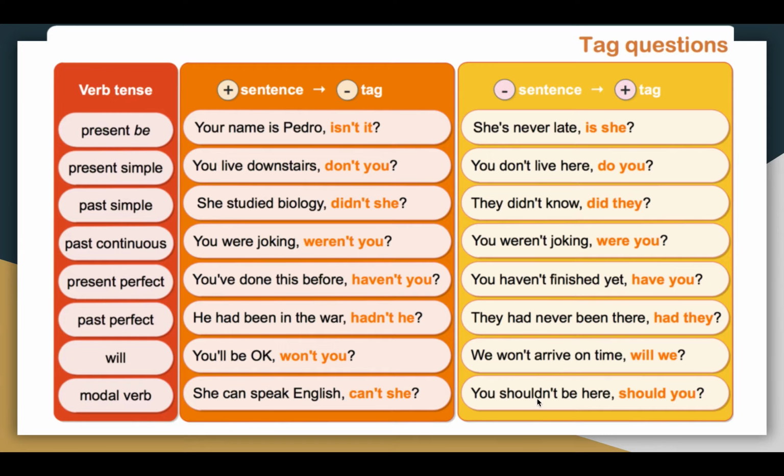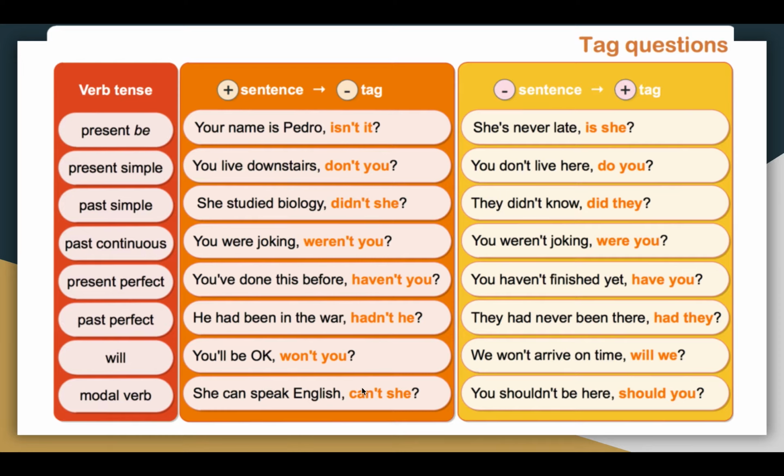Now finally, you shouldn't be here. It's short for you should not be here. You shouldn't be here. Should you? Again, positive sentence, negative tag question; negative sentence, positive tag question. But take note that a negative tag question is always two words: isn't, don't, didn't, weren't, haven't, hadn't, won't, can't.